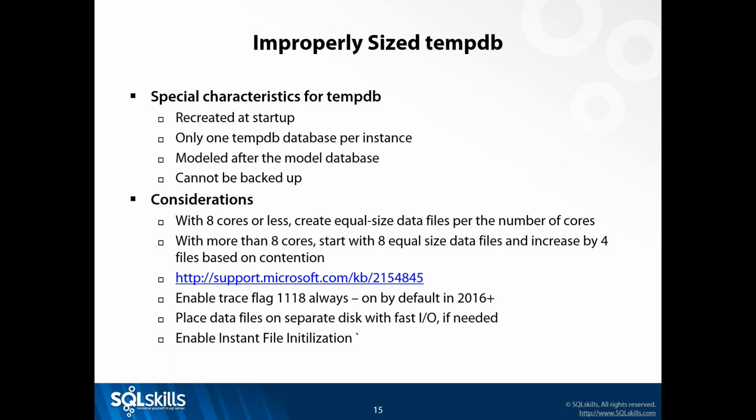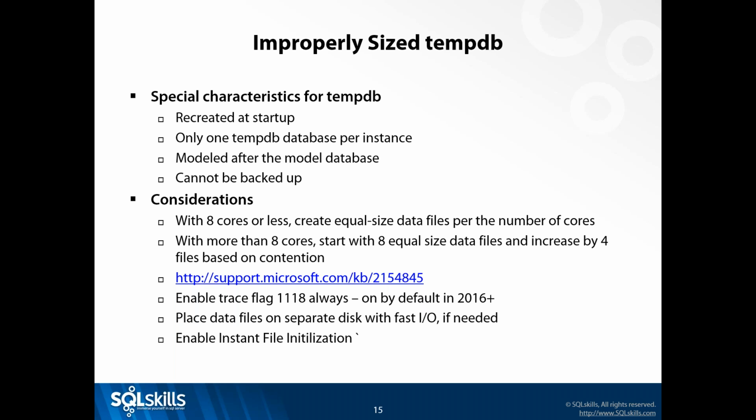So considerations with TempDB: with 8 cores or less, you want to create equal size data files per the number of cores. There are some older blog posts out there that say 1 file per core, and there was no restriction. You would find people creating 64 TempDB data files, 120 TempDB data files. I've heard of legit cases where you need that large a number for contention, but for the most part, we don't.